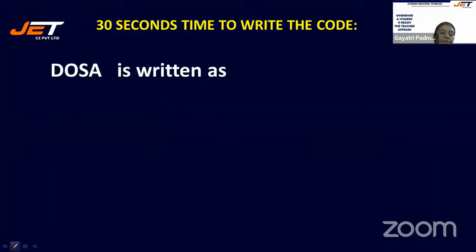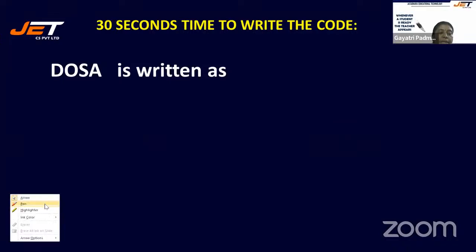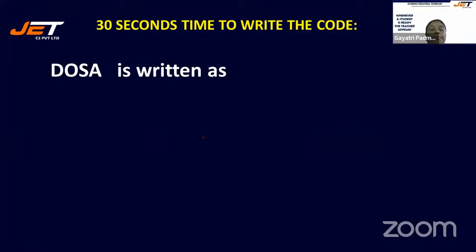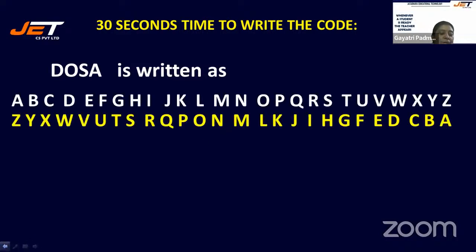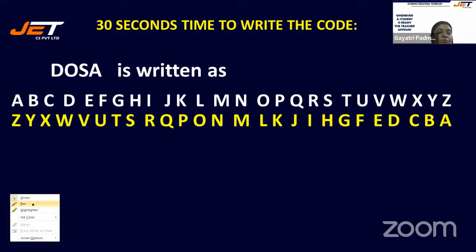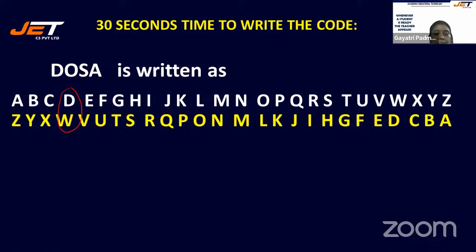Fine. So now let us try. See, when we take idli, you should not miss dosa, isn't it? So we are also going to try for dosa. All right. So for D, it is W. For O, it is L. For S, it is H. And for A, it is Z. Right? So it is W, L, H, Z.